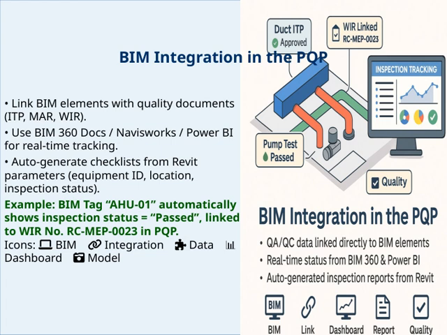And just to highlight the key icons here: laptop computer for BIM, link for integration, jigsaw for data, bar chart for dashboards, and camera for models. They represent how these digital tools and connections come together to streamline quality assurance. Overall, this integration keeps everything connected, up-to-date, and accessible, supporting our goal of delivering a high-quality project efficiently.